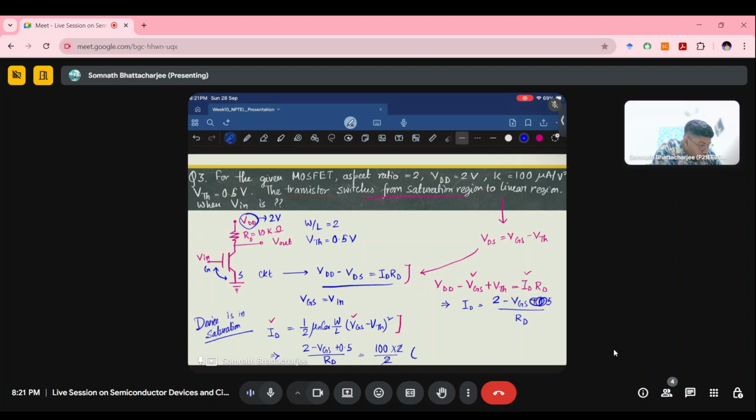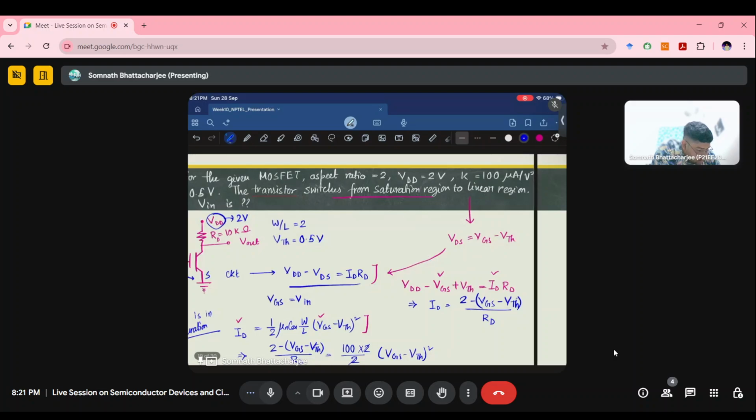So we are not putting the value here, okay? We are just getting this value for the time being. Let's do this: VGS minus VTH, and from here we are getting VGS minus VTH whole square. The value of RD was 10.